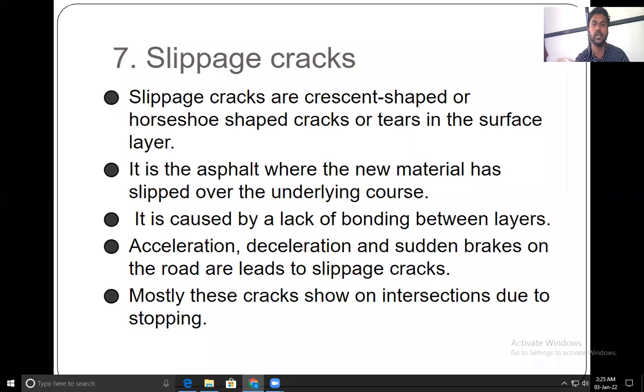Slippage cracks are crescent-shaped or horseshoe-shaped cracks, or tears of the surface layer. It is the asphalt where the new material has slipped over the underlying course.